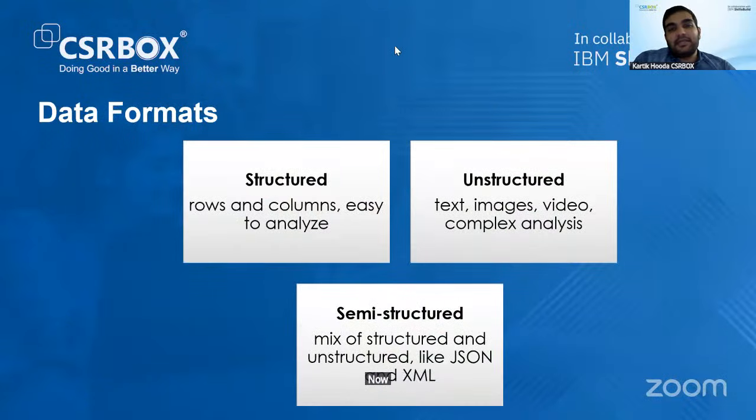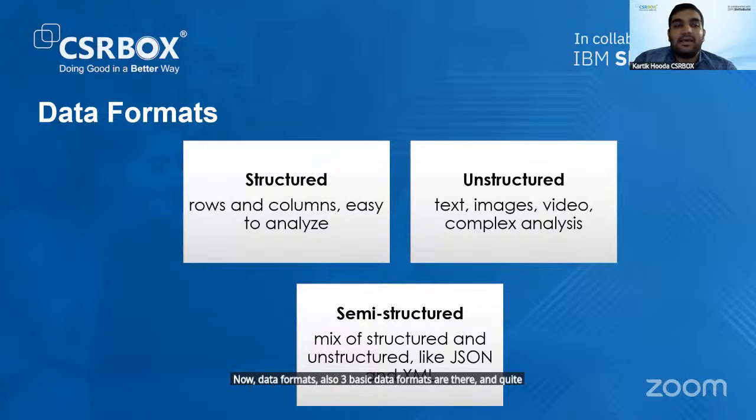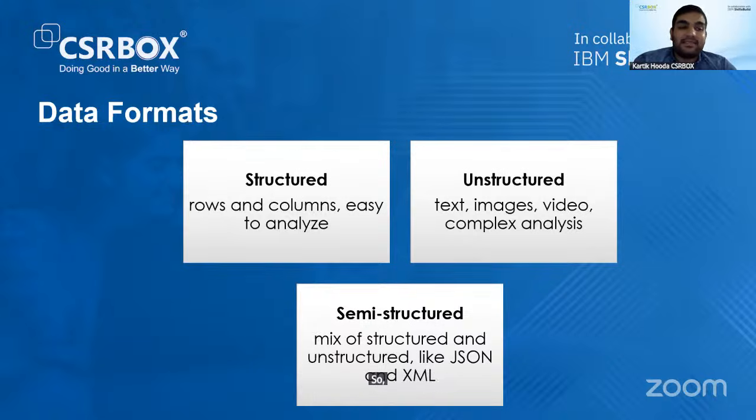Now, data formats. There are also three basic data formats, and they are quite easy to understand, as their name suggests. Starting with structured. A very basic example is an Excel sheet. It has data organized in very well-defined rows and columns. Something that is easy to analyze and easy to understand is classified as structured data.